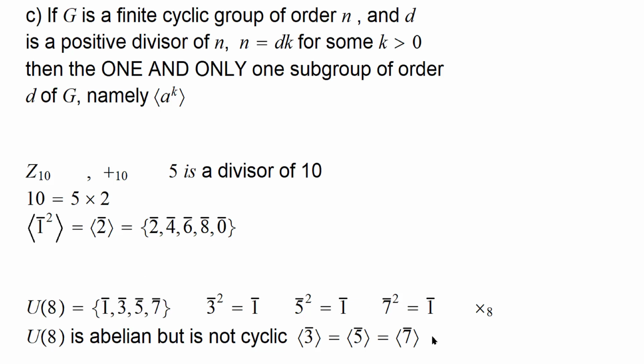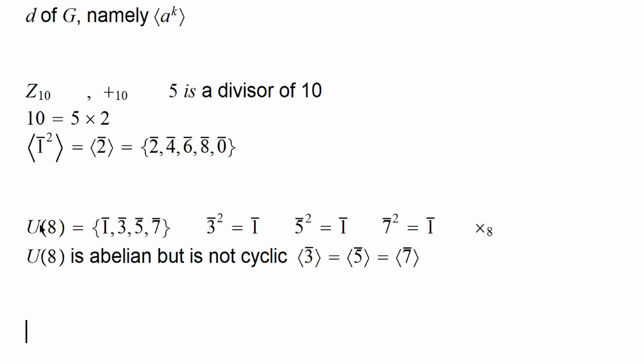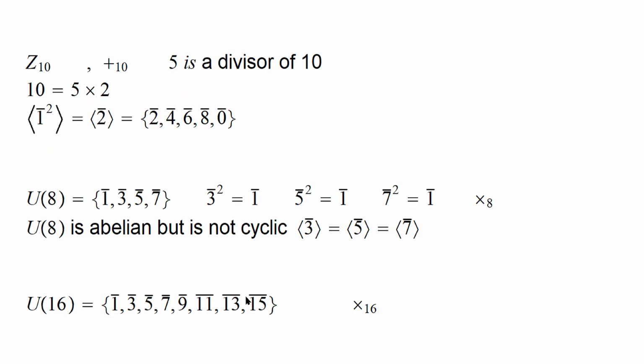But say we were looking at U16, and I'll tell you a reason why I went to 16 right away. Let me just write it and bring it back to you. So these are the elements of U16, and of course we have multiplication modulo 16. Now here, if you look at 15 squared, that's the same class as that of what?